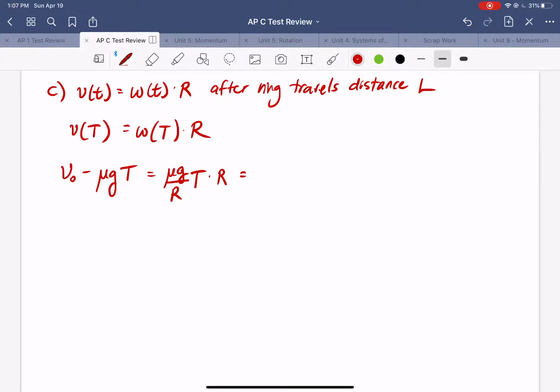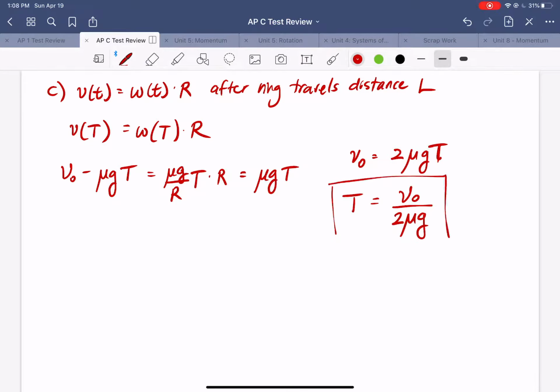All right, so the right-hand side, the r's cancel, and we just get mu g times t. So v naught minus mu g t equals mu g t, so that means v naught equals 2 mu g t, or the time equals v naught divided by 2 mu g. All right, so this is the time that it takes the ring to travel the distance L.